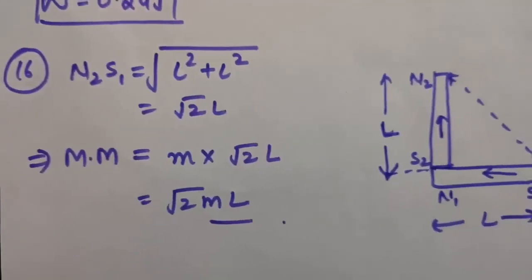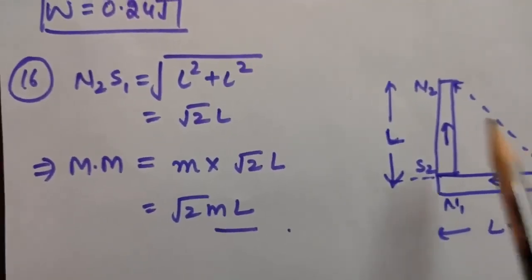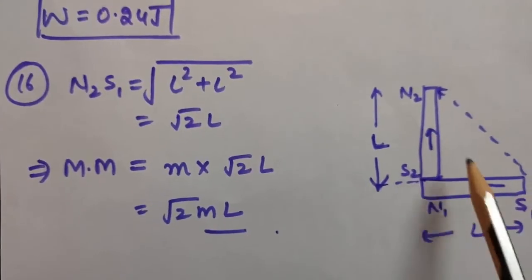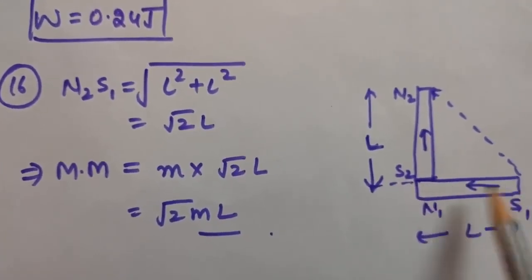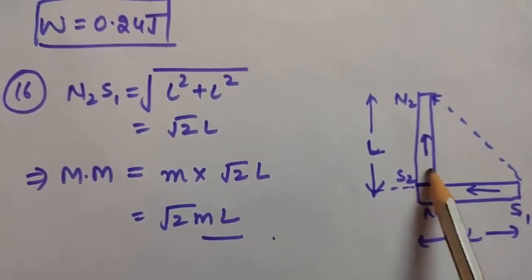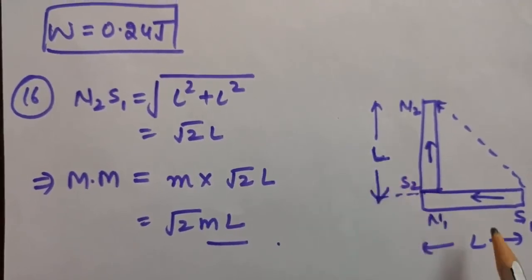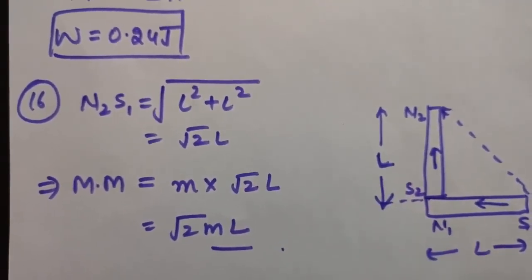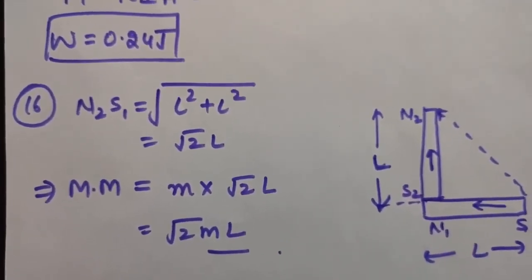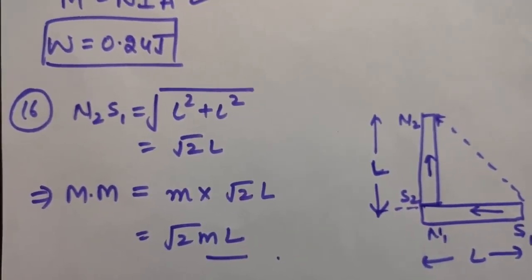Okay, so the next is question number 16. In that it is given you have two magnets and they are kept like this. That is, north of one magnet is touching south of another magnet. Both are of length L and magnetic moment M. Then you have to calculate the total magnetic moment of the system.